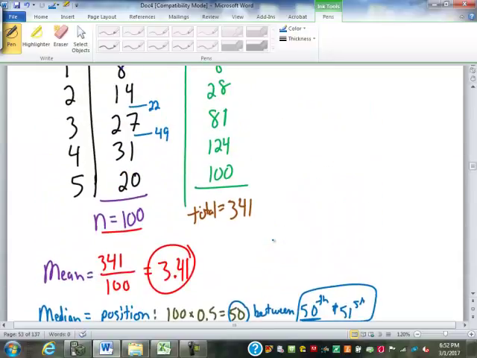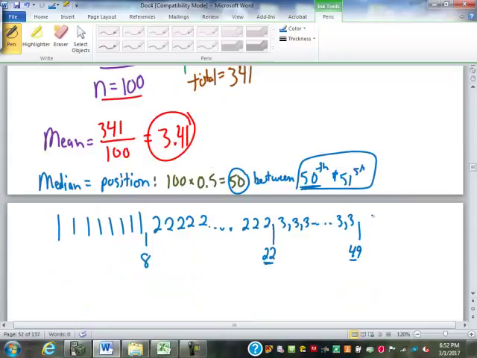So now what do you think the 50th and 51st number have to be? 4 and 4. Yeah, 4 and 4. So the median is between 4 and 4. So the median is going to be 4. Like I said, that's a little bit of a tougher one to conceptualize, the median. But it helps if you actually just list them out. There are 8 ones, 14 twos, 27 threes.